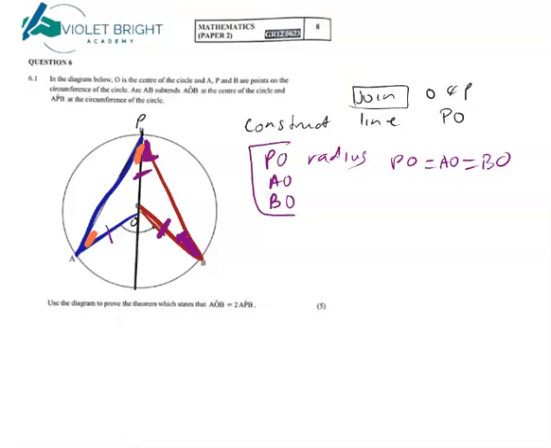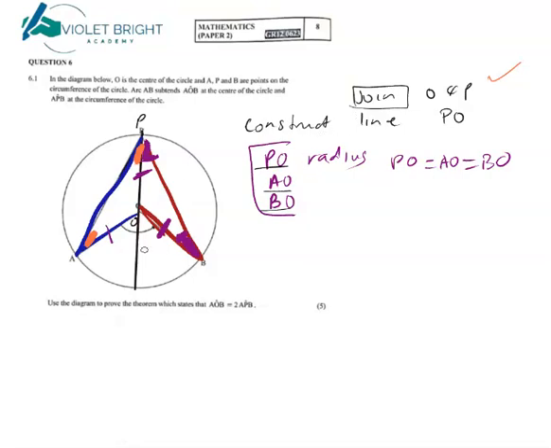Please don't forget to do this. If you don't write that you constructed a line PO, that you joined PO, they are going to penalize you, because you need to make sure you clarify. I constructed this line, hence this and this and this is a radius. Make sure you write it down.